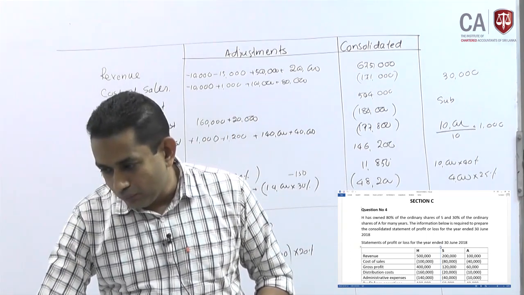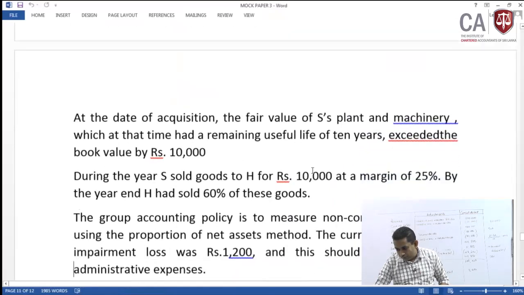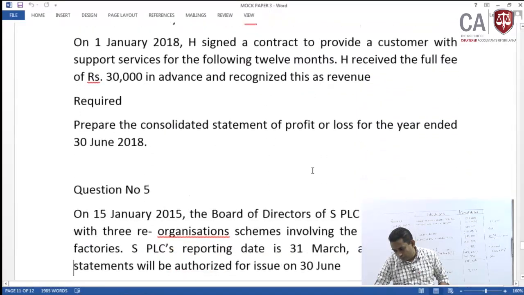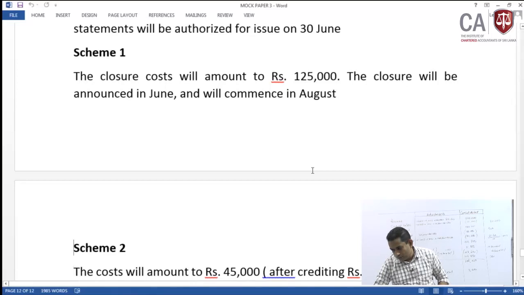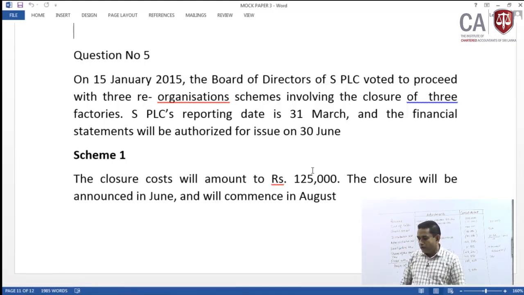So, we can quickly move on to the last question. Question number 5. On 15 January 2015, the Board of Directors of SPLC voted to proceed with three reorganization schemes involving the closure of 3 factories. SPLC's reporting date is 31st March and the financial statements will be authorized for issue on 30th June.